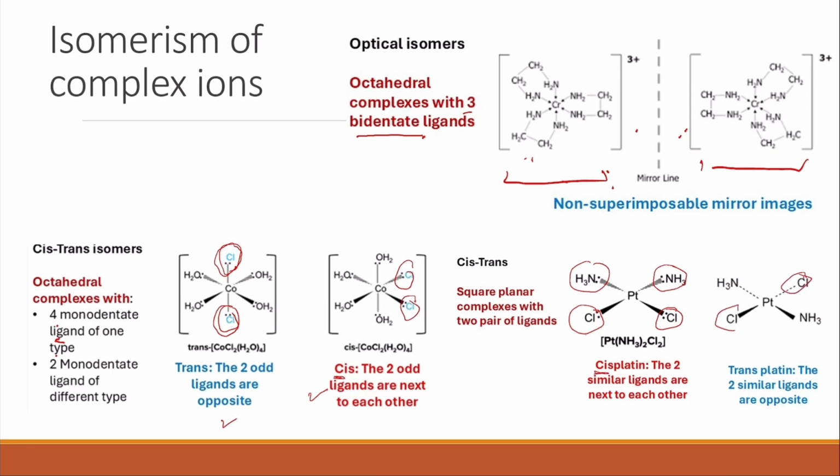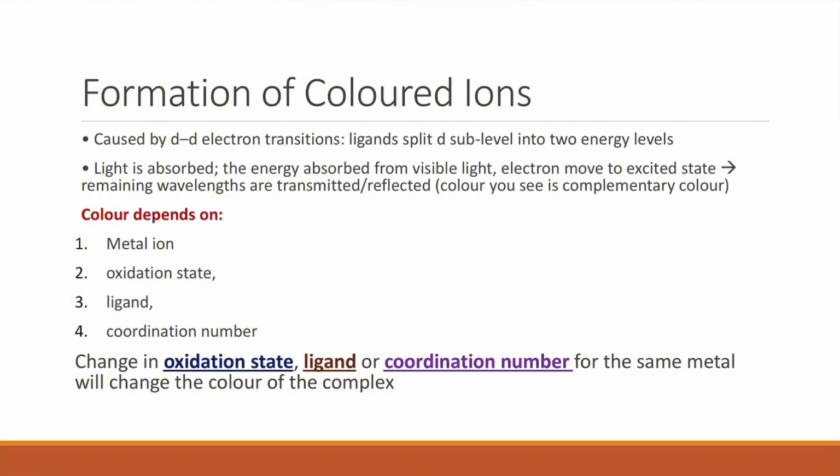One of the main properties of the transition metals is the ability to form colored ions. So why are the transition metals able to do that? The colored ions, or colored complexes, come from the d-d electron transition. When they have ligands surrounding them, the ligands can split the d sub-level into two energy levels. Electrons can gain energy by absorption of light from the visible region, and this causes the excitation of the electrons from one energy level to another.